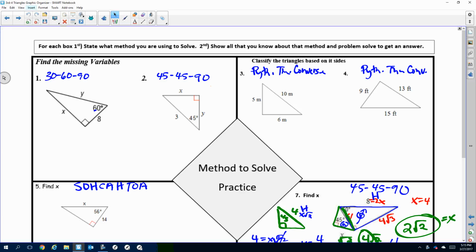All right, guys, 1 through 6 are the ones you needed to complete for homework. We wrote down the methods you needed to use to solve. What if you're not getting to the next step? This video should help you.